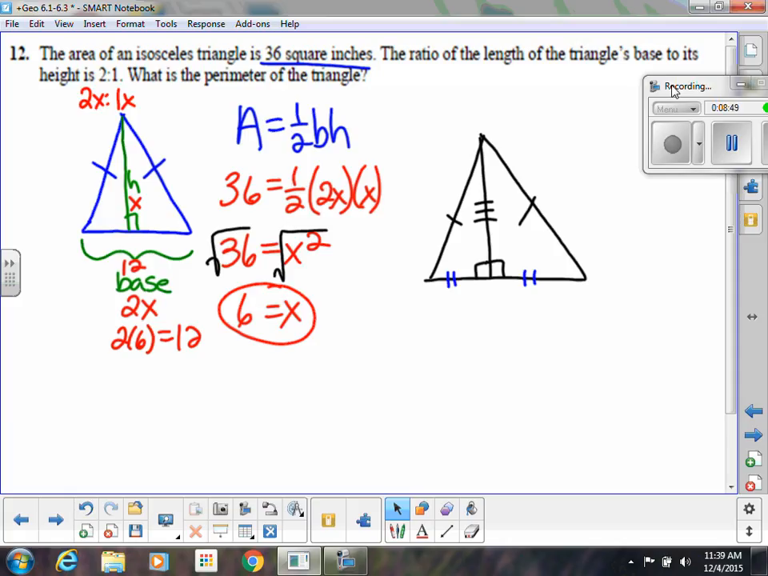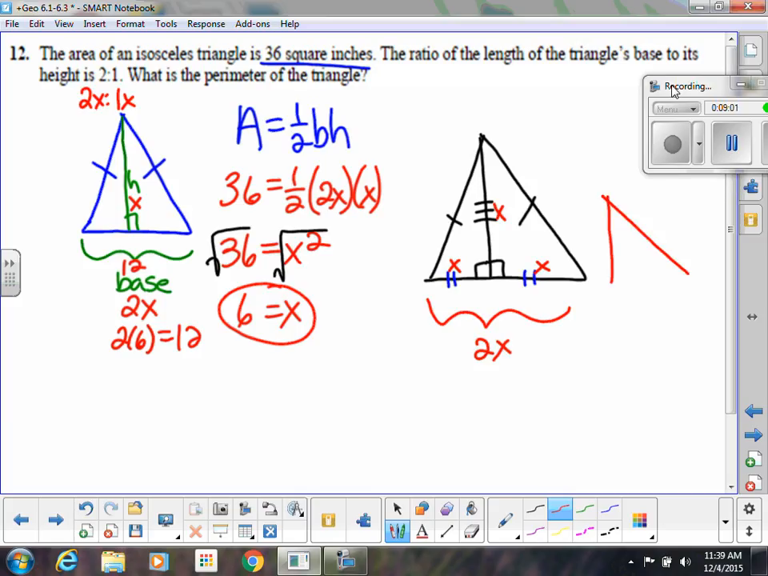Okay, so the reason I'm pointing that out to you is because if we know this is 2x, then each of these is going to be x and x. And then we also know this is x. So what do I have here? Well, we know what x is. X is 6. So this is 6 and this is 6. So we can do Pythagorean theorem to find that hypotenuse.